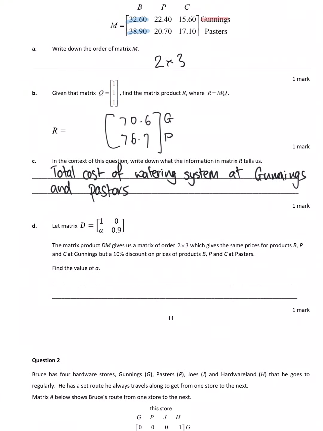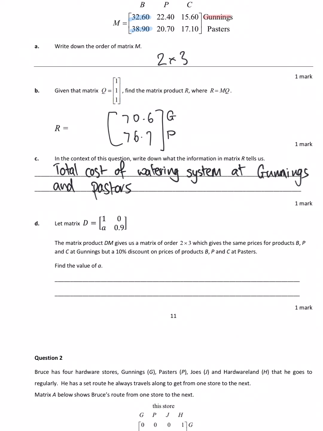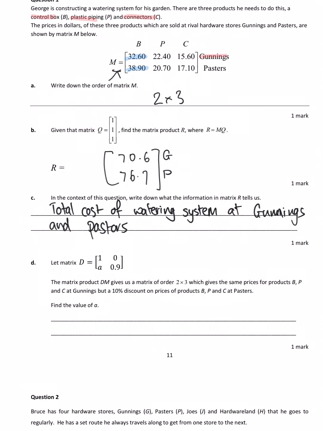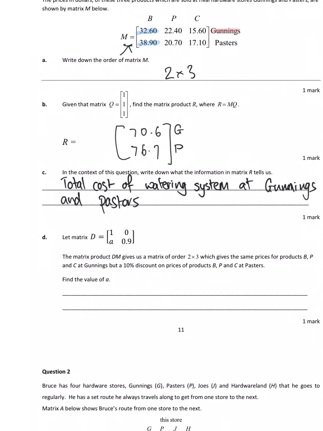Cool. All right, question D. Again, I think this is a question that didn't format really nicely in the first one, so apologise for that. We've got matrix D, okay, with an unknown value there. The matrix product DM gives us a matrix of order 2 by 3, which gives us the same prices for products B, P, C at Gunnings, but a 10% discount. That's a really badly worded question, but essentially it's going to reduce all the values in this initial matrix up here by 10%. All right, find the value of A.